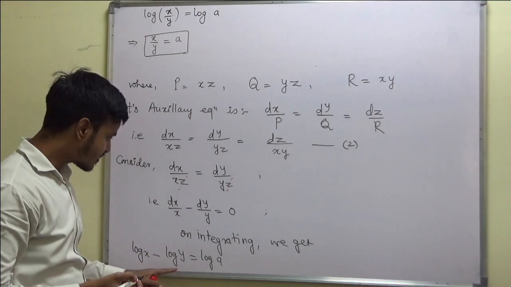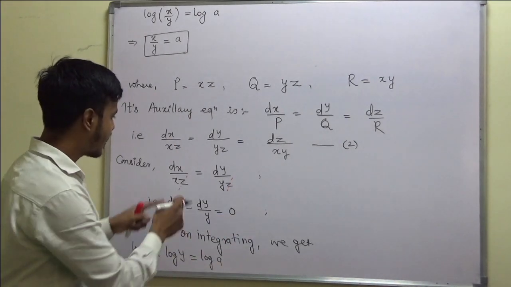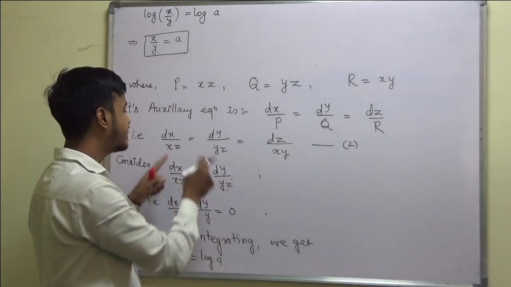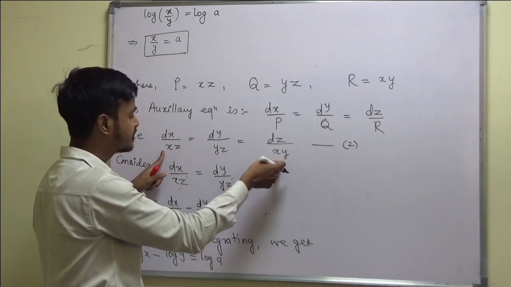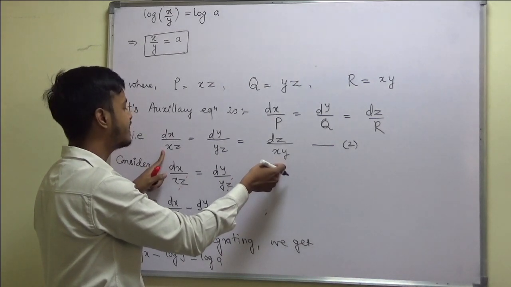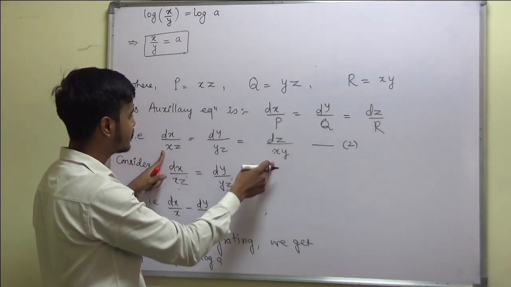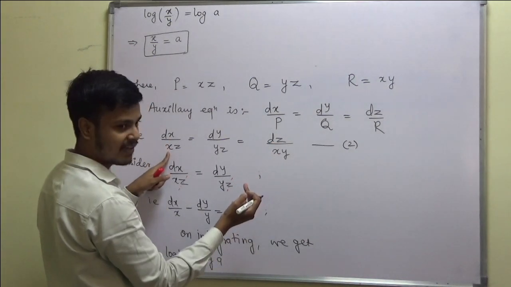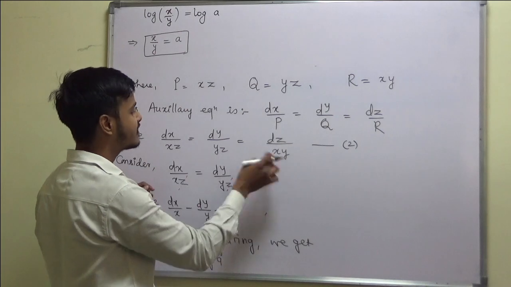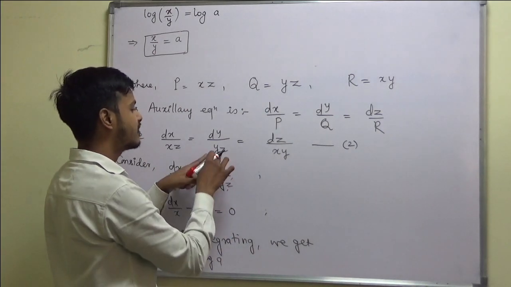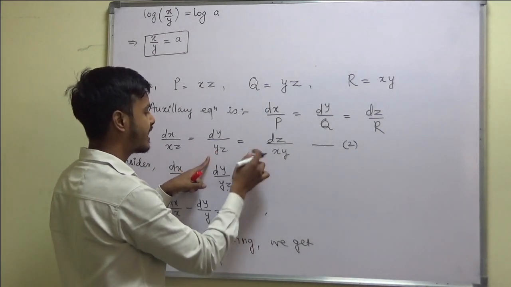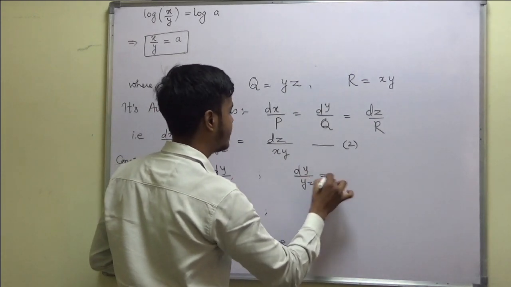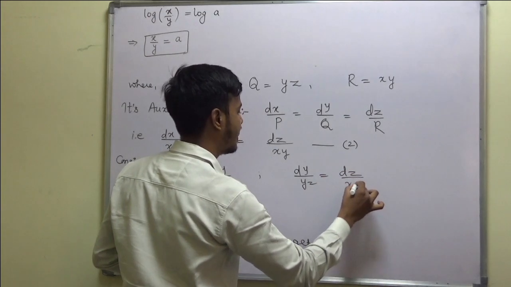Now let us try to solve this. I have taken first and second, so I cannot take first and second again. I can take first and last. First and last, x gets cancelled, then z and y will be there. So no, I am not going to take first and third. Rather, I will go with second and third. What is second? dy by yz, and this is dz by xy.